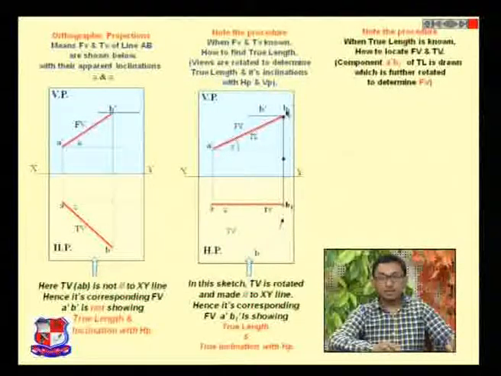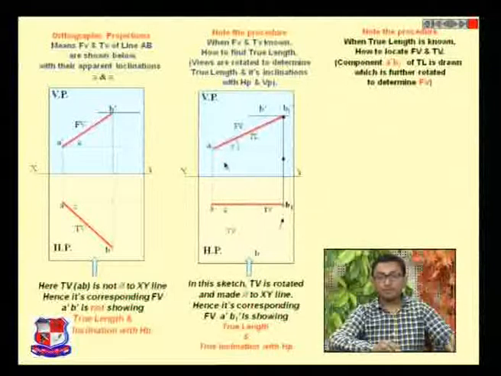I will join B1 dash to A dash. This would be our true length. If we measure this angle with the protractor, then this would be the true inclination with the horizontal plane.